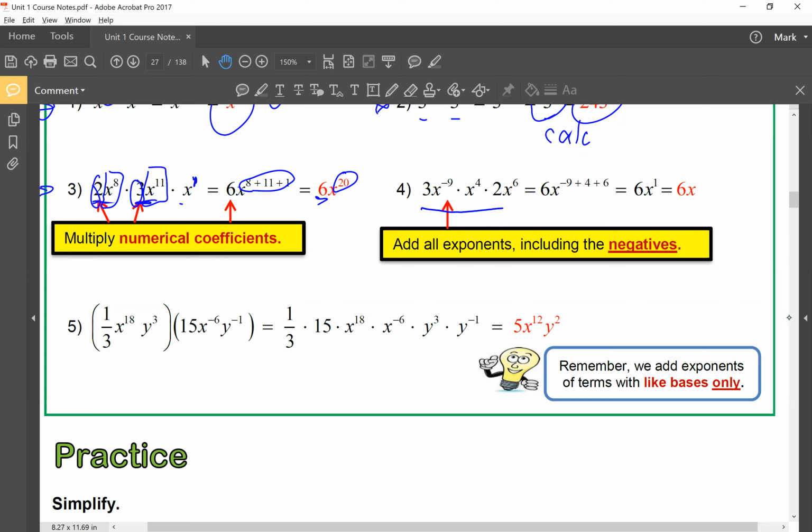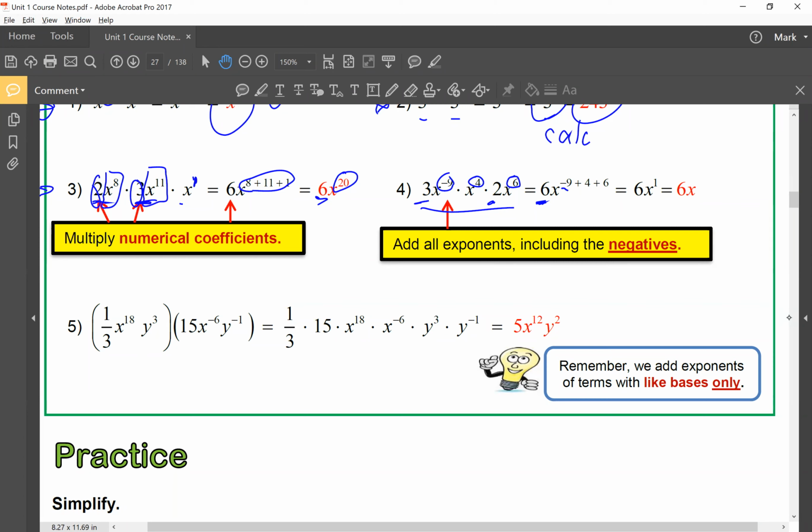All right, number 4. 3 times 2. Well, let's multiply them together to get our 6. And the exponents are -9, 4, and 6. Don't worry about the -9, right? Like that means something a little special in math. And we haven't really talked about that yet. In math, that means this will actually be what's called an inverse. Don't worry, we're not there yet.